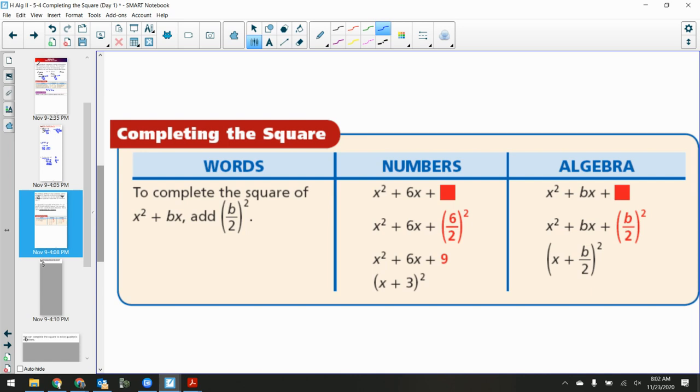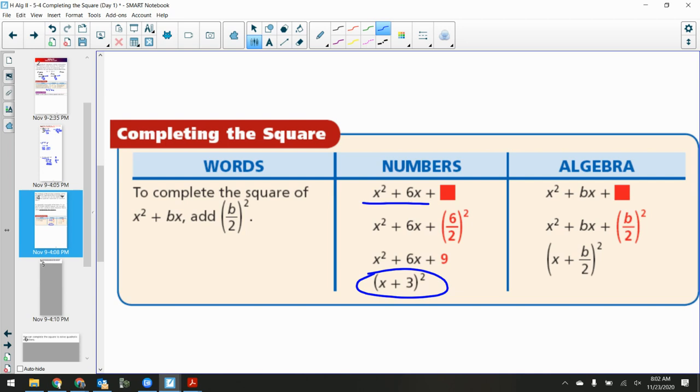So for example, to complete the square here, to force x squared plus 6x into being a perfect square trinomial, the number that goes in the box is 9. Because half of 6 is 3. 3 squared is 9. And how does that help us? Well, it will force it into being a perfect square trinomial. It'll force it into that x plus 3 quantity squared that we'd like it to be in.